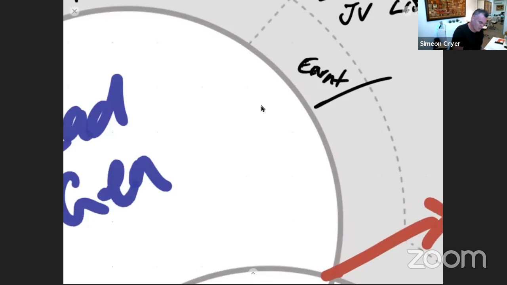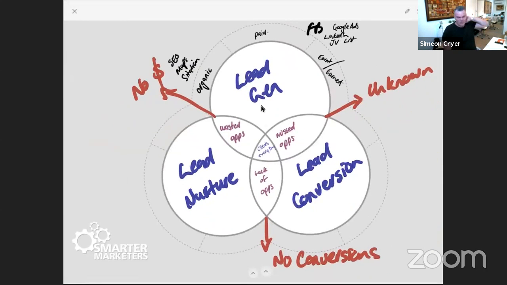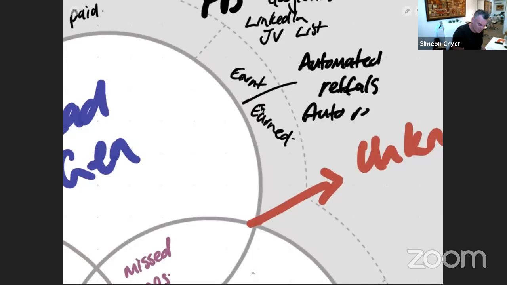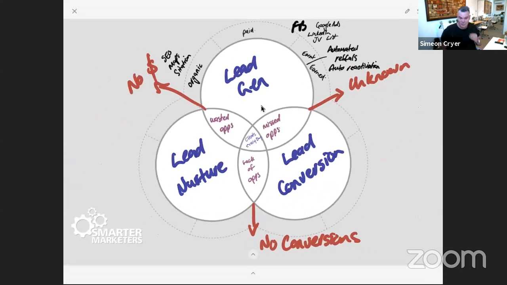And for our American friends, we will write earned. Keep everybody happy. And the way you could do earned lead generation is through two different examples. Could be, say, an automated referral program. That would be cool. Automated referrals. Or another way would be an automated reactivation. So if you had a client who's previously purchased from you, the automated reactivation campaign could get them to buy from you again.